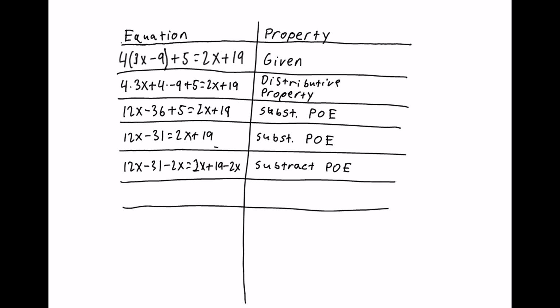Next, again, we do the math out since we subtracted from both sides. So 12x minus 2x is 10x, and the minus 31 drops down. And 2x minus 2x is 0, so we've just got the 19 there, because the 2x minus 2x canceled each other out. And again, we did the math out, so substitution property of equality.